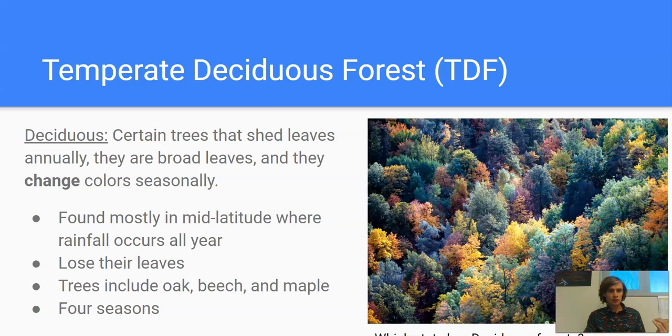These kind of trees lose their leaves in the fall, as I mentioned. These trees include oak trees, beech trees, maple trees. This is the kind of climate where you have 4 seasons. And this would be found in the United States. We have a lot of this temperate deciduous forest.